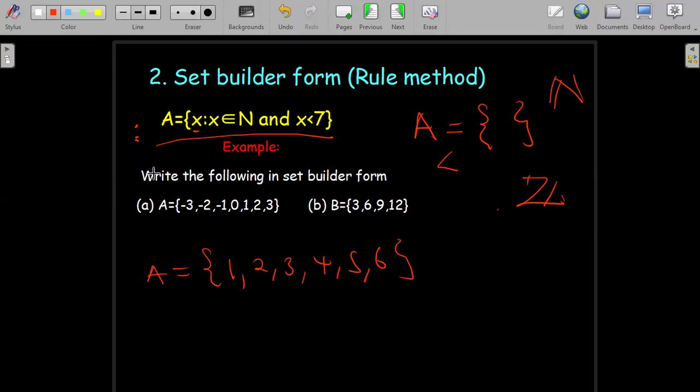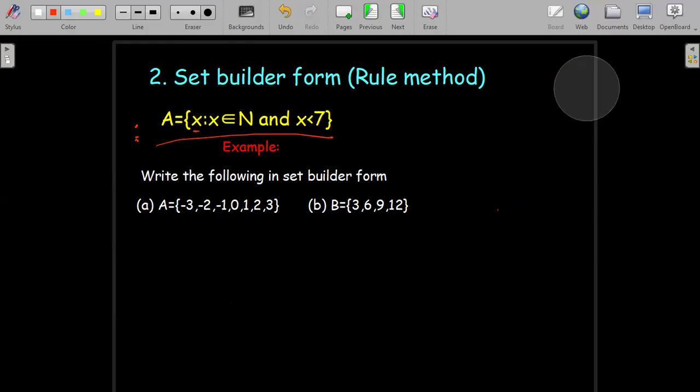Now, we have been given these two examples here, and they're telling us to write this in set builder notation now. So how do we go about this?